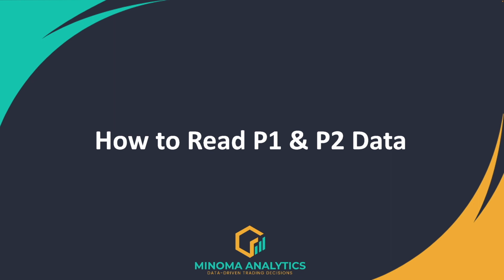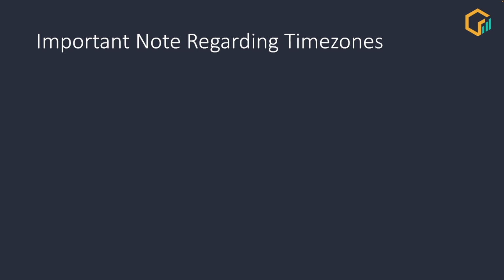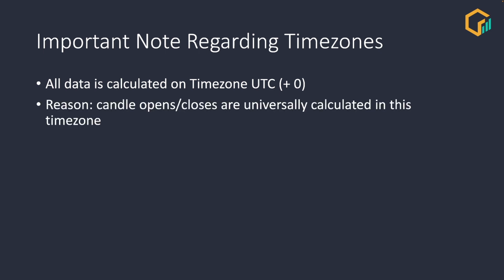But before we dive into it, there's one final note I want to make, and that is an important note regarding time zones. All the data you're going to see is calculated on time zone UTC+0, right? So when we talk about daily data, I'm talking about the day in UTC+0. The reason for that is that candle opens and closes are universally calculated in this time zone. It doesn't matter which time zone you're in, or which time zone you have your TradingView in. If you're on UTC-5 on TradingView, your daily open will still be calculated based on UTC+0.